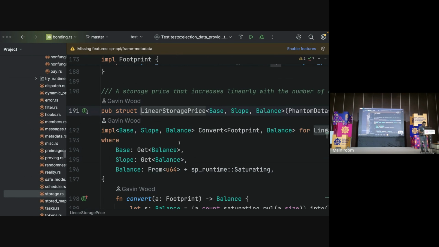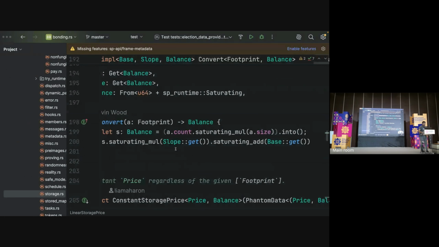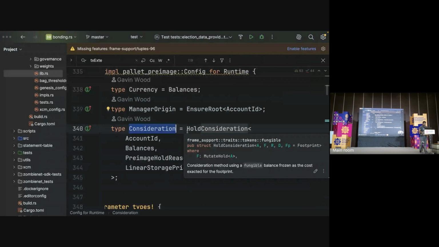So let's look at this linear storage. What's it doing? Taking three things, base, slope, and balance, and using that somehow to convert the size and the number of blobs into some number. That is the storage fee that you should charge for using the state, right? Is it clear how it is used? So at the palette level, it's generalized. On the runtime level, you could have set something like freeze consideration. The palette does not care about it.